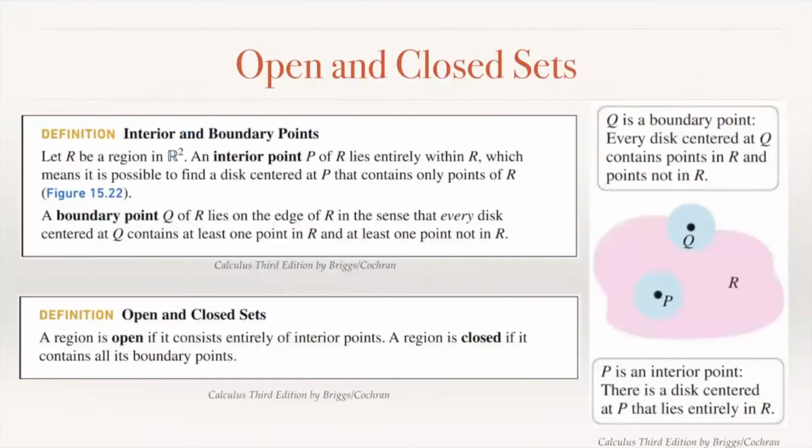Now, we'll be occasionally using this concept, open and closed sets. So first, interior and boundary points. If R is a region, an interior point P lies entirely within R, in the sense that it is possible to find a disk around P such that everything in that disk is contained in R. In contrast, a boundary point Q of R lies on the edge of R in the sense that every disk centered at Q contains at least one point in R and one point not in R.